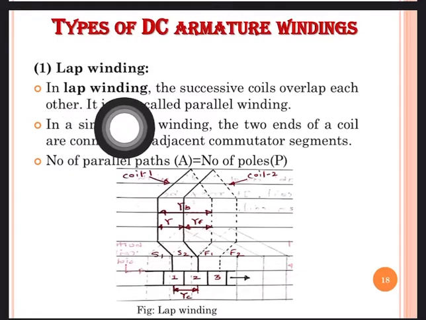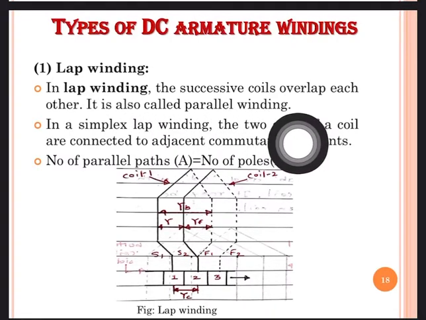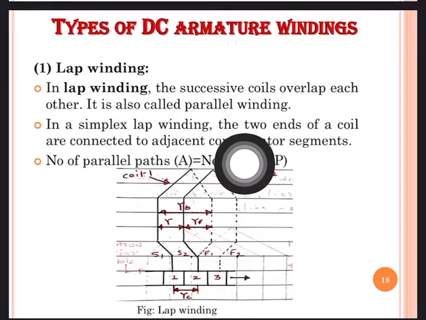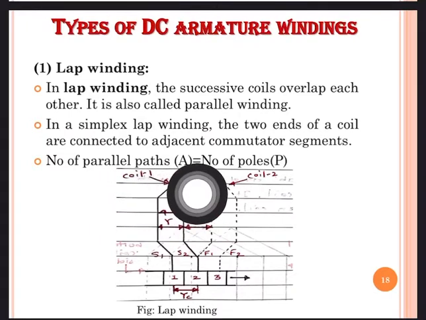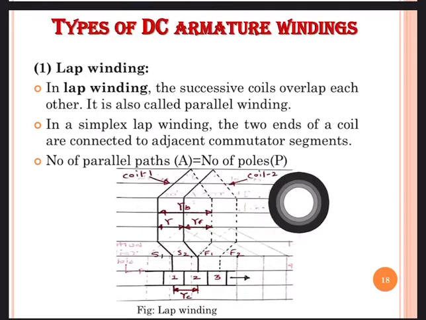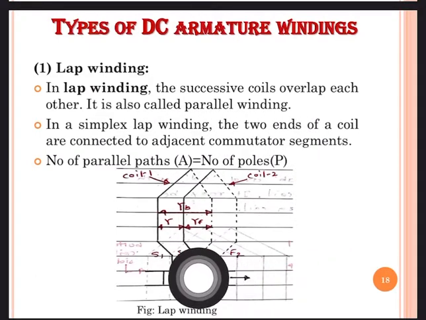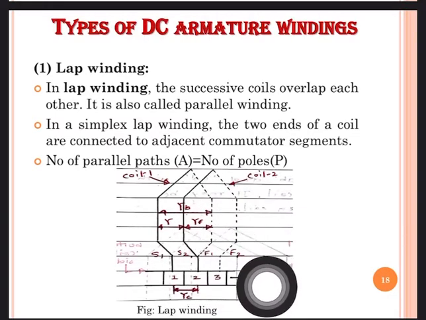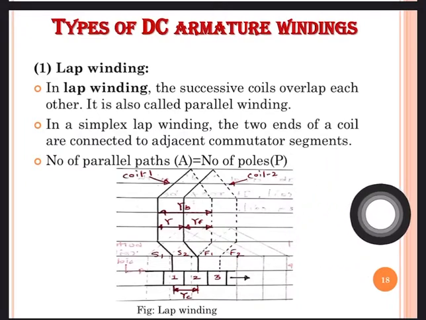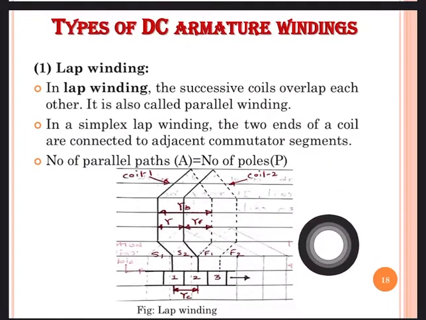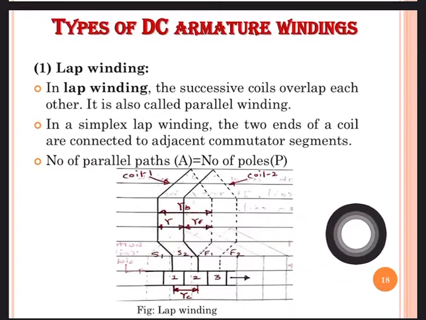Now lap winding. In lap winding the successive coils overlap each other and it is also called parallel winding. In a simplex lap winding the two ends of a coil are connected to adjacent commutator segments. In lap winding, the number of parallel paths is equal to the number of poles. So the number of parallel paths depends on the number of poles. That's why it is called parallel winding. This is the basic schematic diagram of the lap winding. We can see that it is in lap form. We also discussed that the resultant pitch Y is given by YB minus YF for the lap winding.